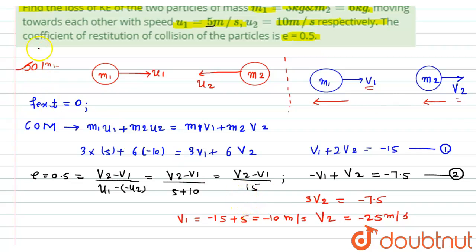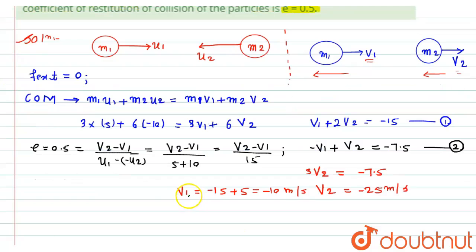Now, as per the question, we need to find the loss in kinetic energy. The loss in kinetic energy, delta KE, is given by KE initial minus KE final. We take the initial kinetic energy first because there is a loss.